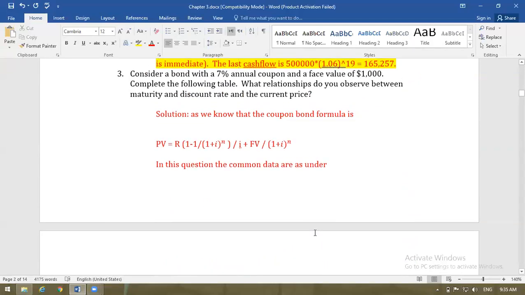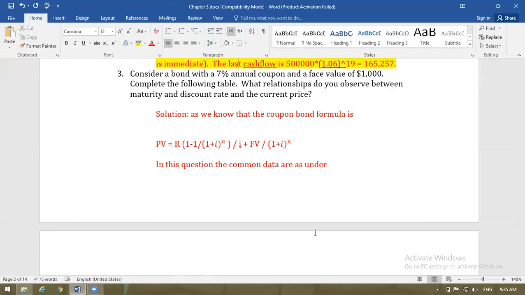Consider a bond with a 7% annual coupon and a face value of 1000. Complete the following table. Kindly see your book. Open your book. The table is given in your book in question 3. Some information is given and you are asked to fill the blanks which are there in the table.